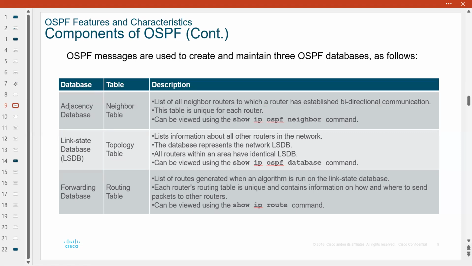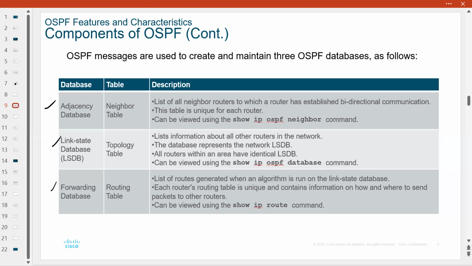Starting with, what is a database? A database, how do I put it? It is just a data structure which is used to store information. In this case, we have 3 of them: the adjacency, the link state, and the forwarding database. The adjacency database lists all the neighbor routers with which a router has established bidirectional communication.